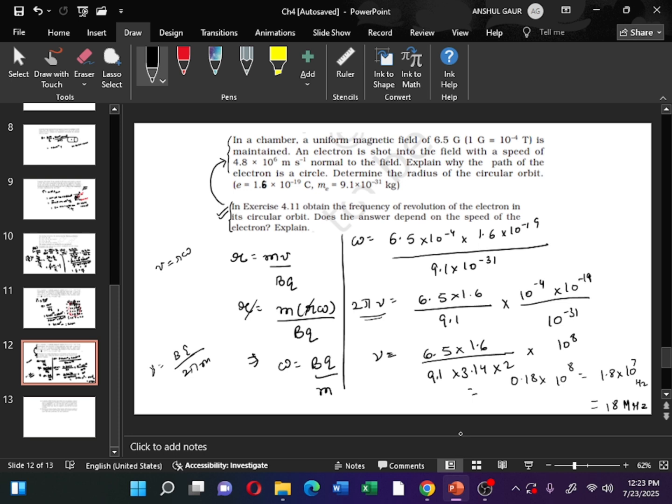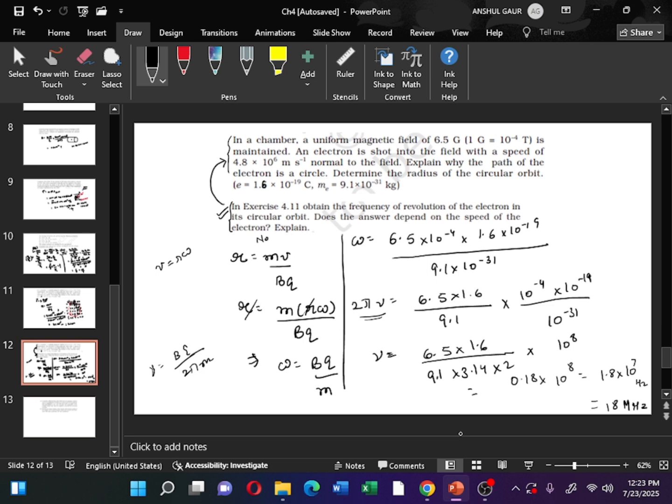So from this equation we can easily see that the frequency does not depend upon the speed of the electron. So we say that the answer is no. The speed of the electron is not required to calculate the frequency of the revolution of the electron. Now let us calculate the frequency.